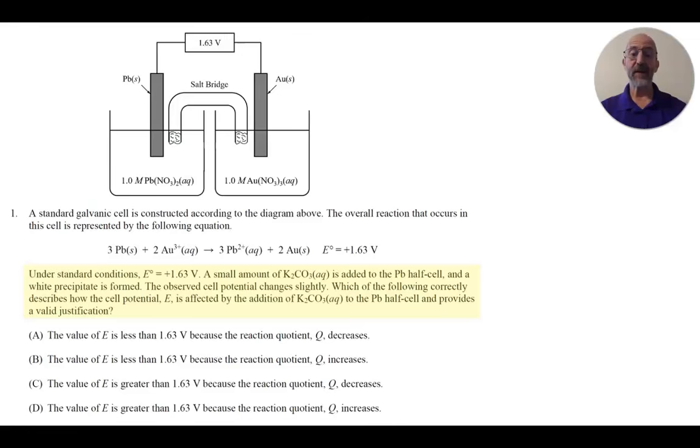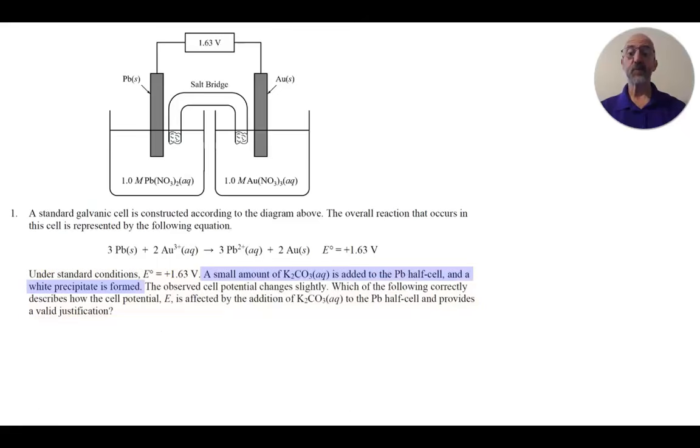We can tell that these are non-standard conditions because as you look at the 4 answer choices for question 1, we can see that the cell potential is not equal to 1.63 volts. So under these non-standard conditions, we have to use our qualitative understanding of the Nernst equation to determine, will the new cell potential under these non-standard conditions be less than or greater than 1.63 volts? And will this change that was made to the lead half cell, the addition of the aqueous potassium carbonate, cause the reaction quotient Q to become less than 1 or greater than 1?